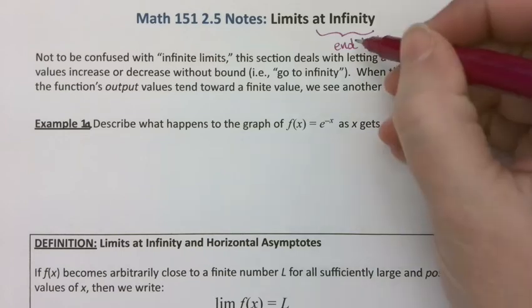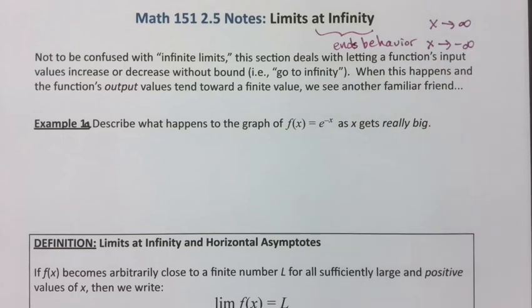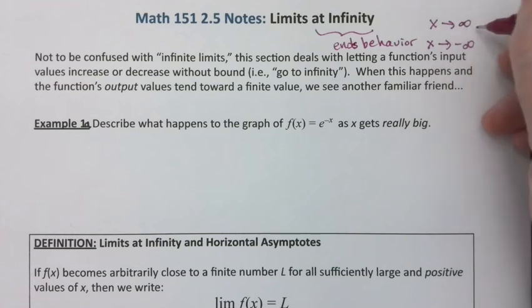And I mean that on either end. So I'm going to put ends there, right? Because it could be the left end or the right end. So this is saying x is going off to the right of the graph, and this is saying x is going off to the left. So I'll just put those words right here.